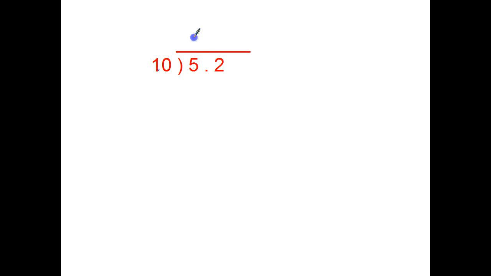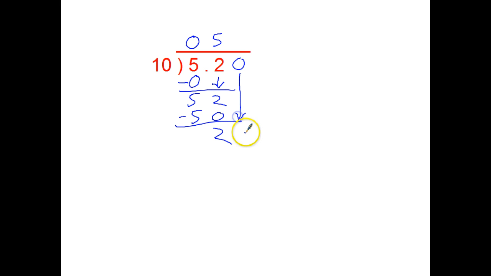So how many 10s in 5? 0. How many 10s in 52? 5. 5 times 10 is 50. Subtract, I got a 2. Can't leave it with a remainder, so I'm going to add that 0 on, bring it down. Oh, how many 10s in 20? Just 2 of them. Nothing left over. Put my decimal point where it goes. Everybody would get 0.52 pounds of cookies, about a half pound of cookies.